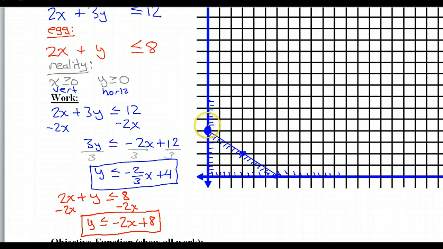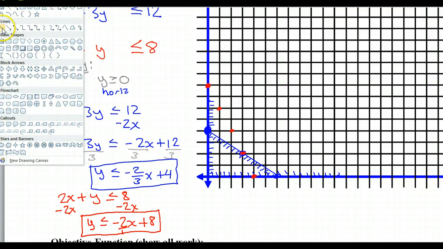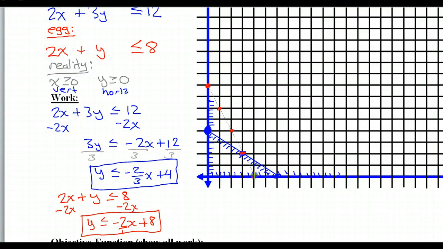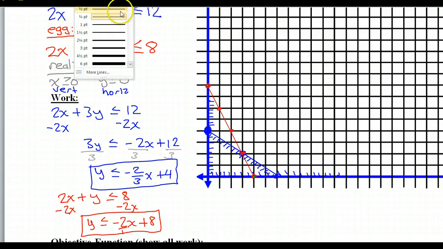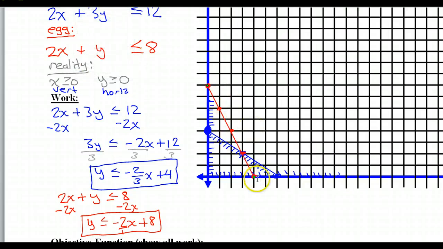So I'm going to start off at 8. So that was 4, 5, 6, 7, 8. And then I need to go down 2 over 1 from there. So down 2 over 1 like this. Okay, so I'm just going to go ahead and draw that line right here. And I'll make it red, and I'll make it a little bit bigger. Okay, so that is the egg constraint.